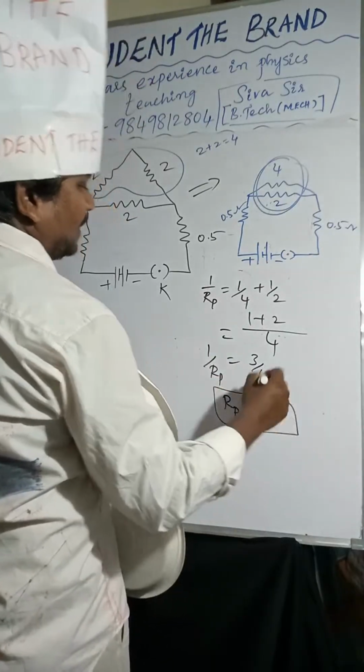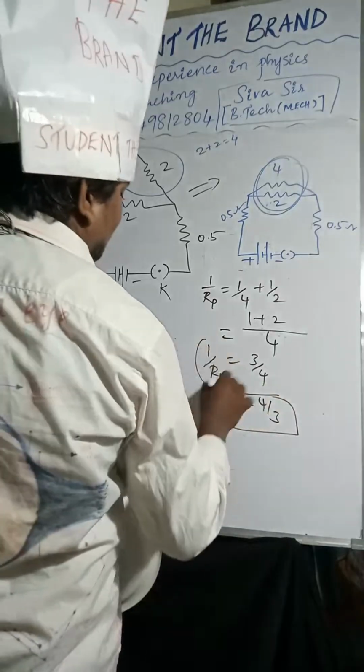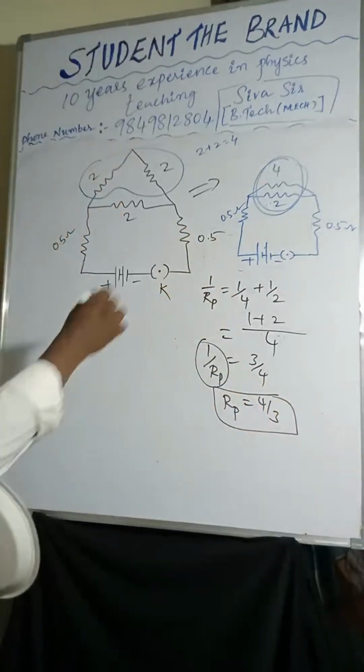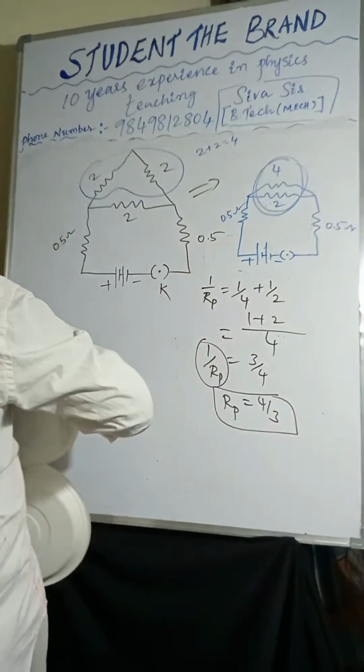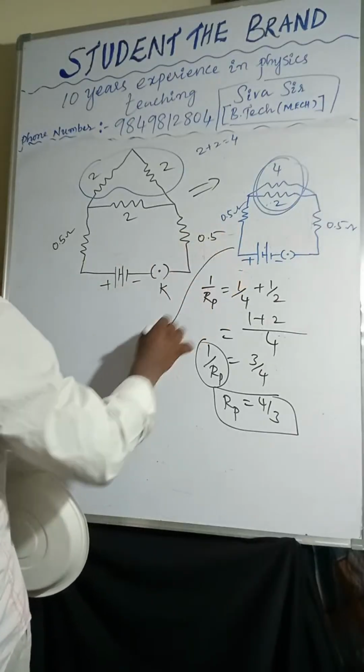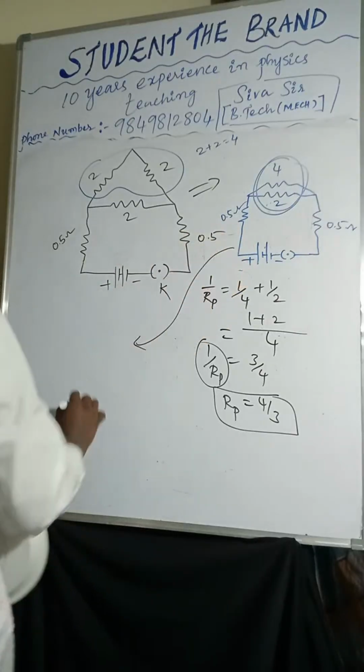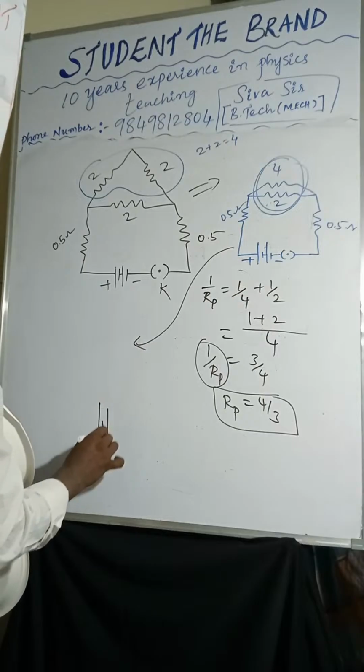We need only Rp, not 1 by Rp, because finally we have to add the Rp value only. So again we have to redraw the diagram. Now you redraw the diagram.